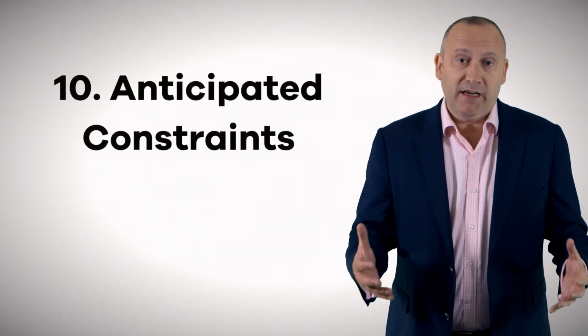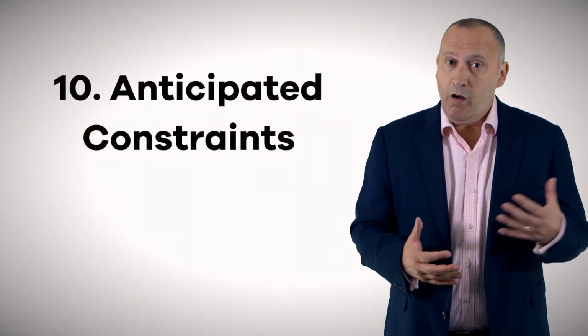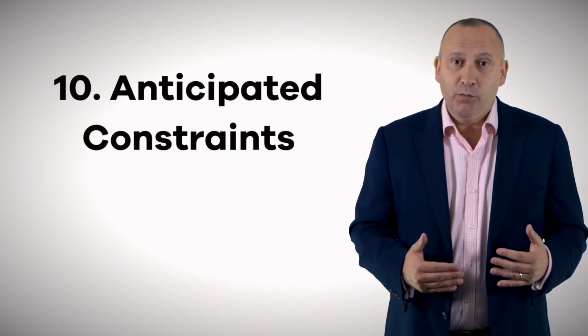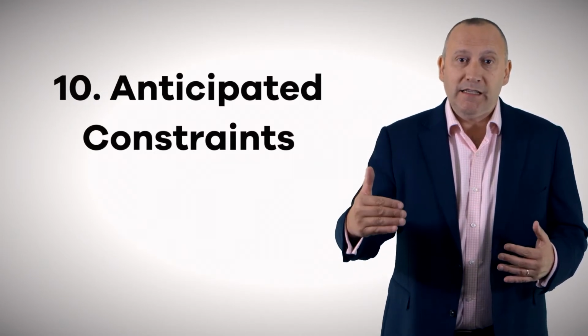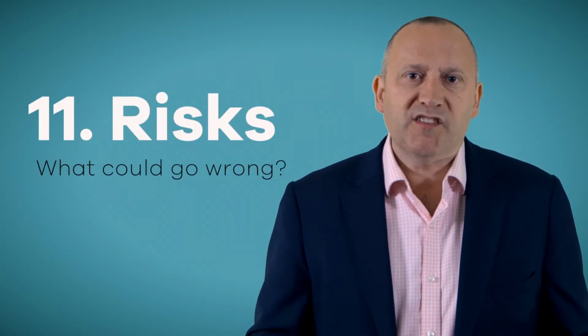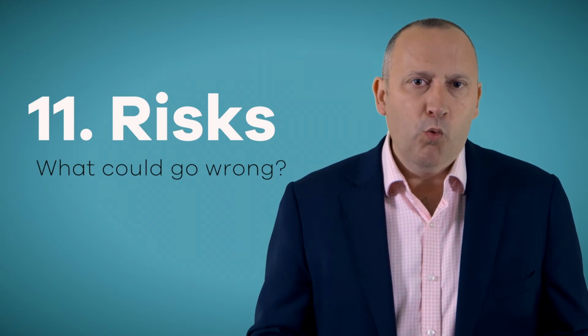Section 10 is all about anticipated constraints. So for example, with our office move, it could be that we have a break clause in our lease in 2 years' time. And finally, 11, the risks. What could go wrong? What do we need to be mindful of? And that's it. If you get the PIP right, in theory, anybody could pick the document up, read it and have a complete understanding of the project.